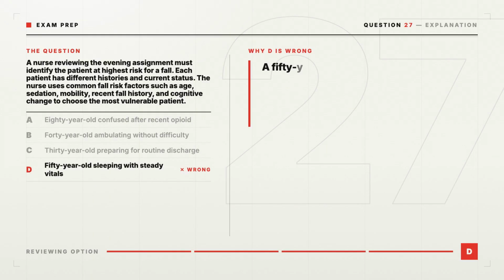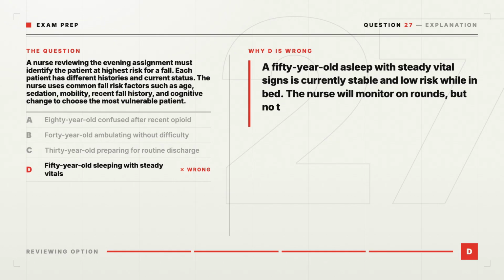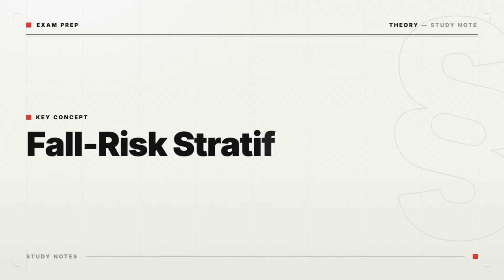D is wrong because a 50-year-old asleep with steady vital signs is currently stable and low risk while in bed. The nurse will monitor on rounds, but no targeted high-risk fall plan applies right now to the patient.